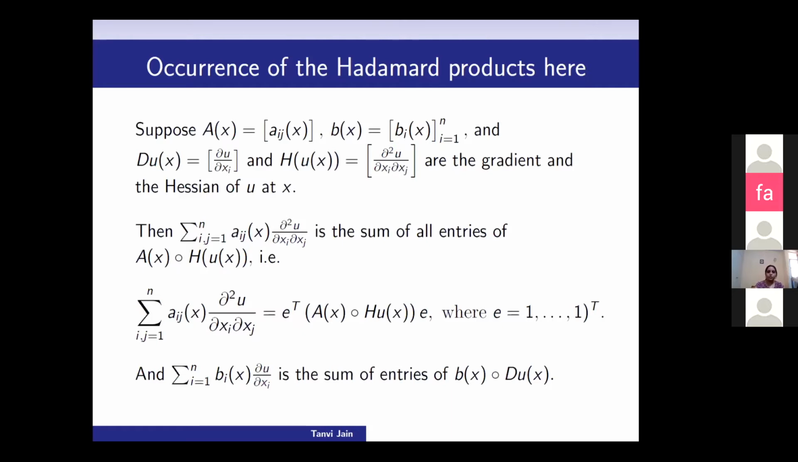So this is E transpose A(x) not H u(x), E. And remember, when we are talking of elliptic equations, A(x) is positive. We also have that when we are talking of Hadamard products, we can multiply any two matrices provided they have the same dimension. So in that case, we can multiply even two vectors. So my summation b_i(x) del u by del x_i is nothing but the sum of all the entries of the Hadamard product of the vectors b(x) not Du(x).